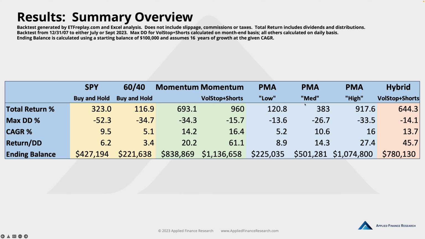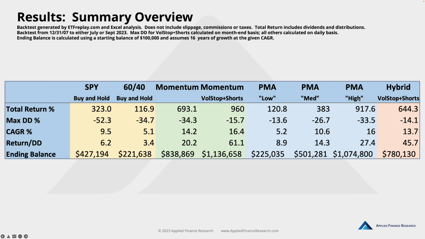The 3 blue columns are for 3 different configurations of portfolio moving average systems that I've built to meet various objectives. PMA Low, that's the nickname we're giving it here, is a system that I built with the objective of conservative sustainable growth with lower drawdowns.